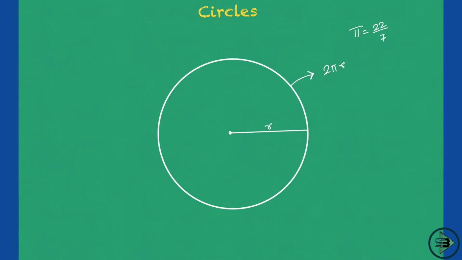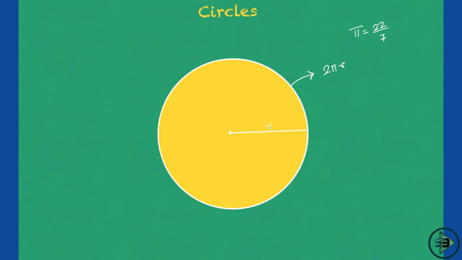Now if I am saying that I am painting this circle completely by yellow, what will be the area that is being occupied by this yellow region? Okay, what is the area that is being occupied by this yellow region? And that is equal to, we all know, pi R square, right, where R is again the radius. So if you know the radius, you can find the circumference, that is the perimeter. You can also find the area of the circle. Okay, that's how simple it is.